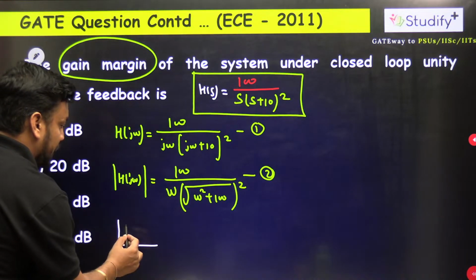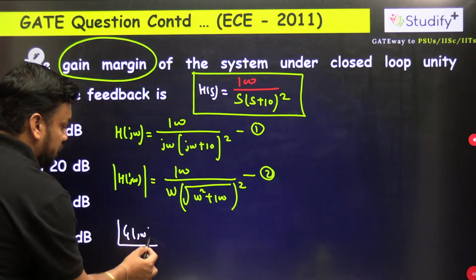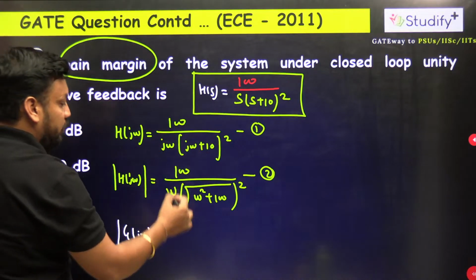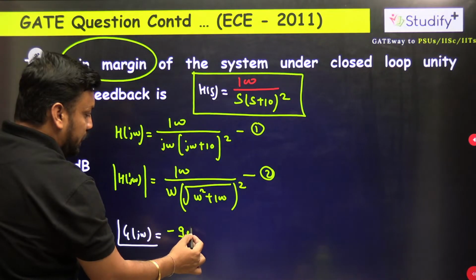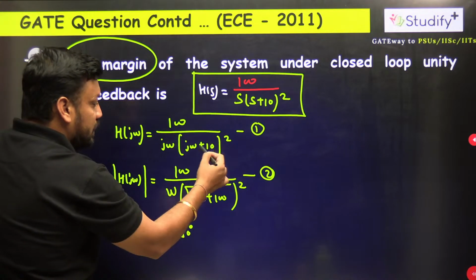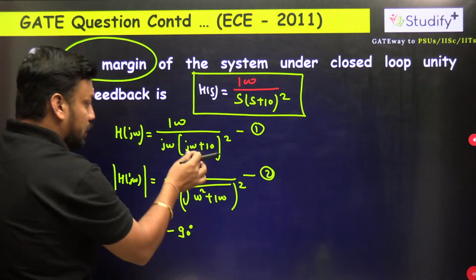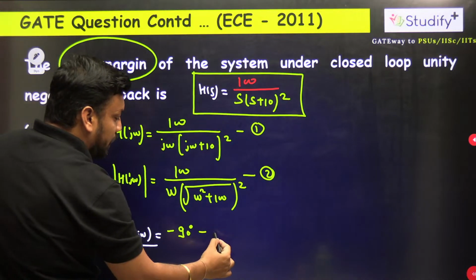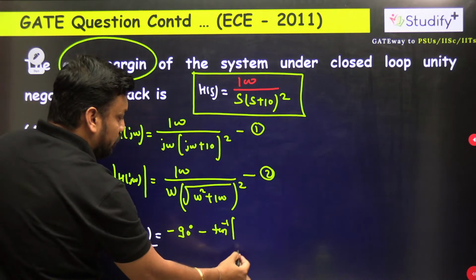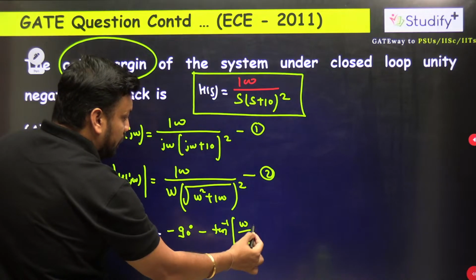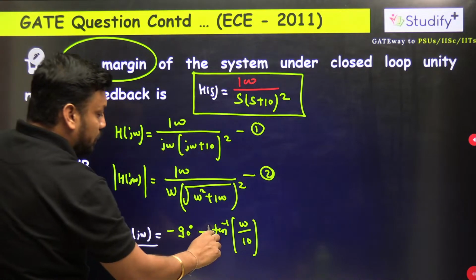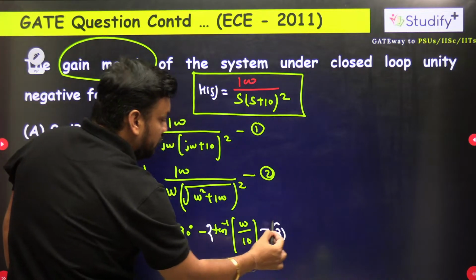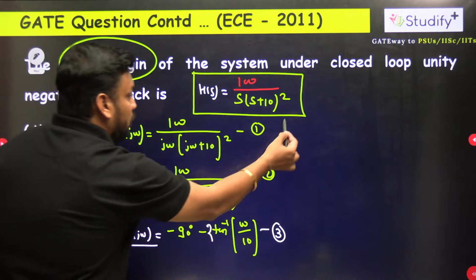And as far as angle is concerned, angle of G(j omega) is nothing but, what is the angle of 100? 0 degree. What is the angle of j omega? When it will come in denominator, angle will be minus 90 degree. What is the angle of this j omega plus 10? This angle here will be positive, but once it shifts to the denominator, the angle will be negative. So it will be minus tan inverse omega by 10 and this 2 will come outside, so it will be minus twice into that. Is it my equation number 3, guys? Yes, sir. So now we will have total 1, 2, 3.